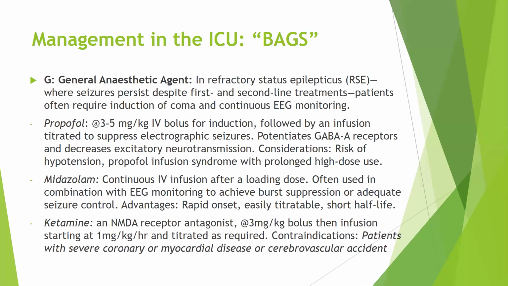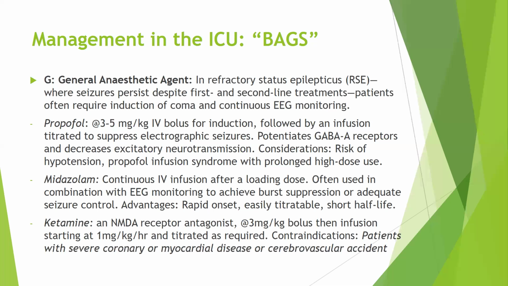The G: if you've done all this and the patient is still refractory, in refractory status or RSE, the seizures persist despite your first and second line treatment. A lot of times this patient may require general anesthesia. But know that in inducing general anesthesia, you need continuous EEG monitoring here. So propofol, midazolam, and ketamine, or your barbiturates may be used here. Propofol at a dose of 3 to 5 milligram per kg IV bolus for induction, and usually followed by infusion, which is titrated to suppress electrographic seizures.